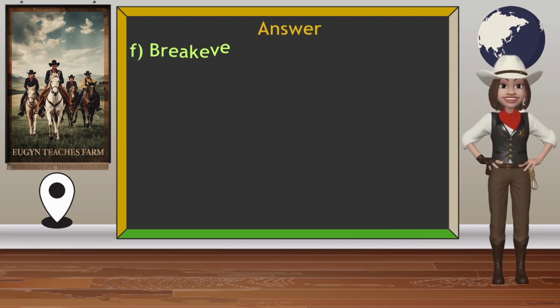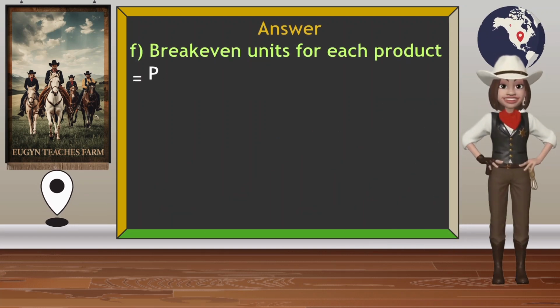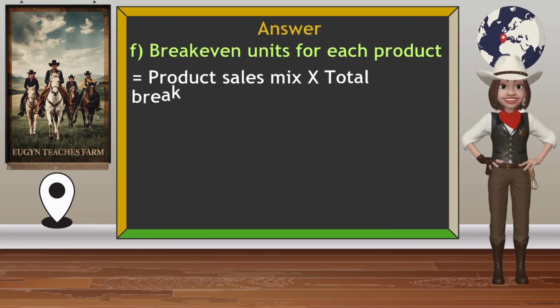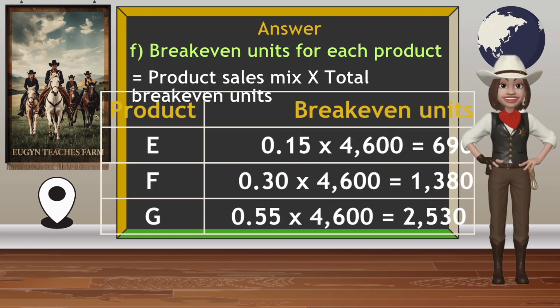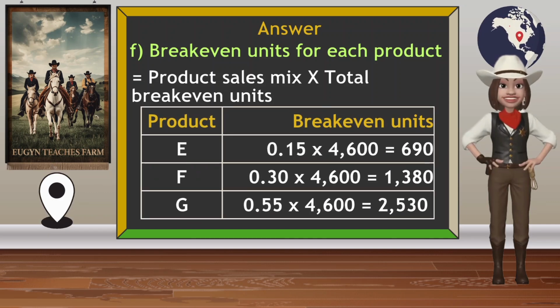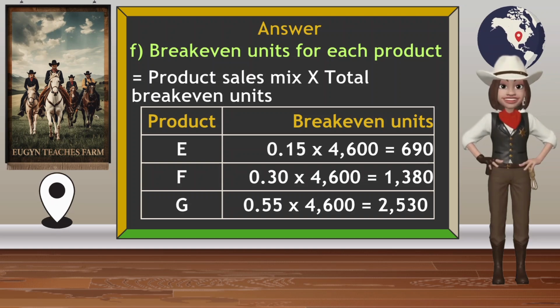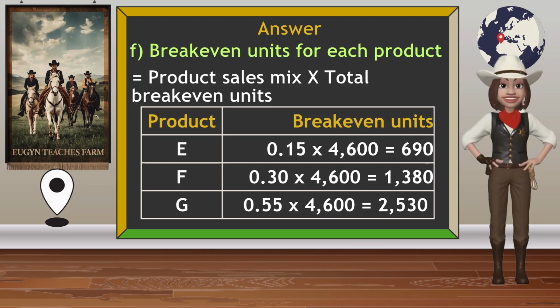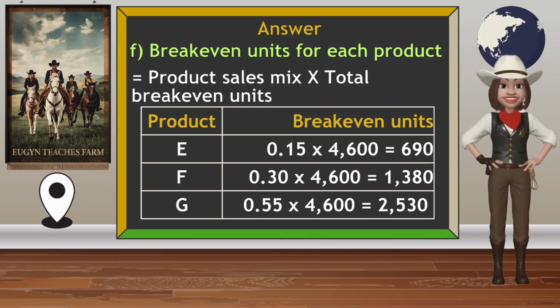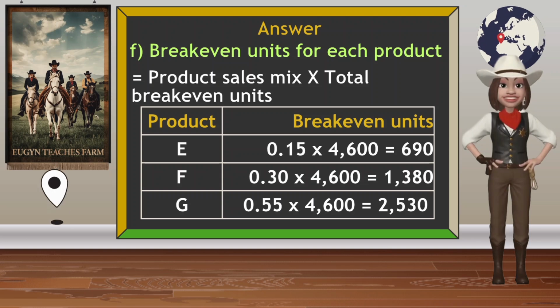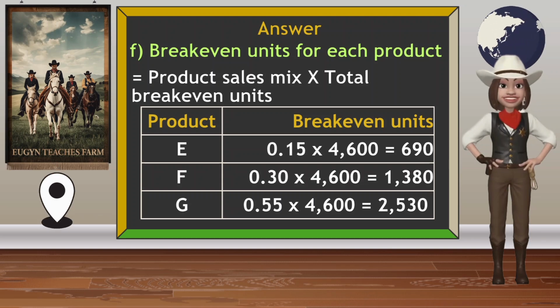To calculate the break-even units for each product, we'll take the product sales mix times the total break-even units. For E, we'll multiply 0.15 and 4,600. For F, we'll multiply 0.3 and 4,600. And for G, we'll multiply 0.55 and 4,600. That gives us break-even units of 690 for E, 1,380 for F, 2,530 for G.